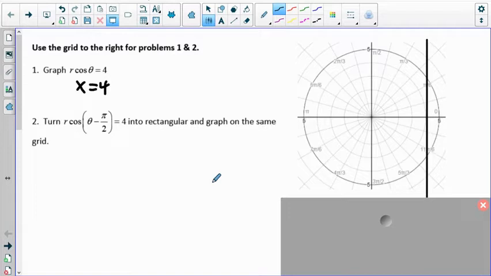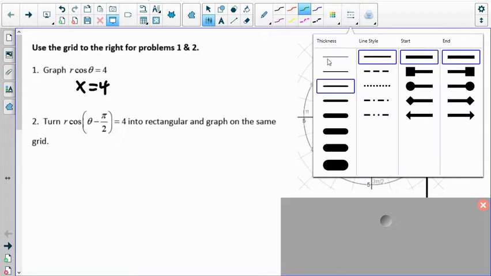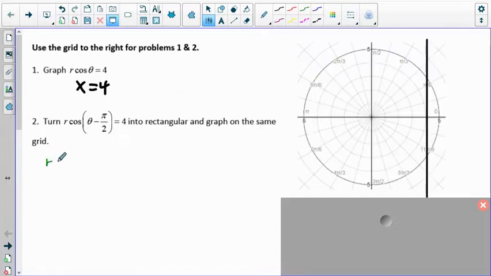Okay, so now you want to think about taking this r cosine, but not just theta, but theta minus pi over 2 equals 4. And what will that make? So we're going to turn it into rectangular first and then see where that graph ends up. So this is where all of your formulas that we have learned in previous chapters are going to be helpful. This is a cosine subtraction formula. If you don't remember these, you might want to go back and review because you're going to need them here. So cosine theta, cosine pi over 2 plus sine theta, sine pi over 2 equals 4.